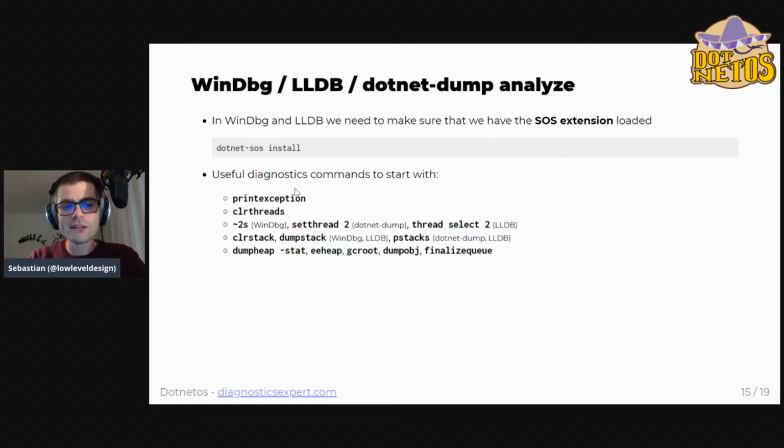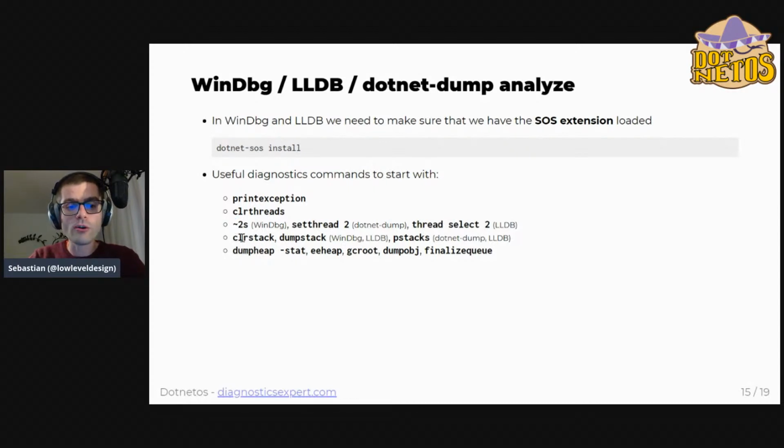And there are some useful diagnostics commands to start with. So first we have print exception that we can use, then clrthreads. Dotnet-dump is not really a debugger, but in all those tools, each has a different way of selecting an active thread. In WinDbg, we use the tilde, then the thread ID and the s command. Then in dotnet-dump, we have setthread, and in LLDB, we have thread select.